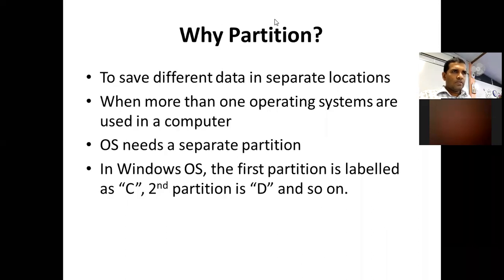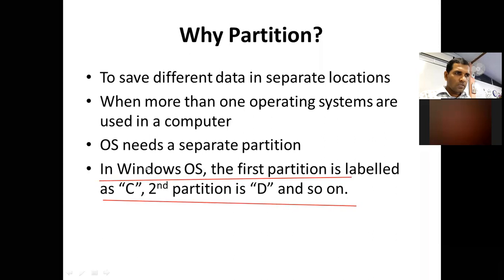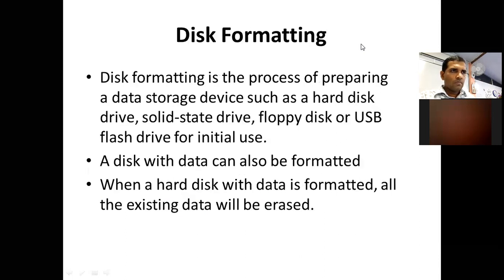Let's take the last point. I already told you that the last point is not actually a reason, but it is one of the points about partitions. In Windows OS, the first partition is labeled as C, the second partition is D, and so on. If you take a close look at my partitions, the first partition was labeled local disk C, the second one D, the third one E, and maybe a fourth one like that, right?